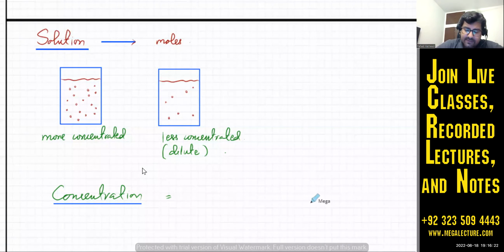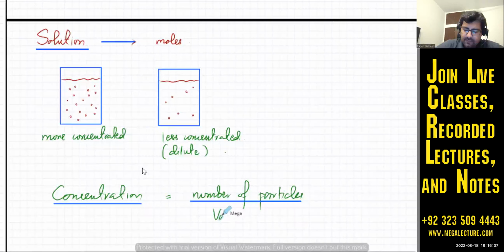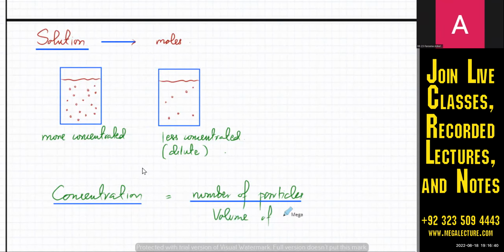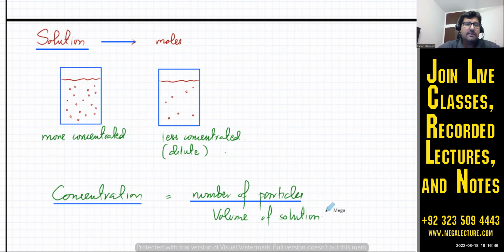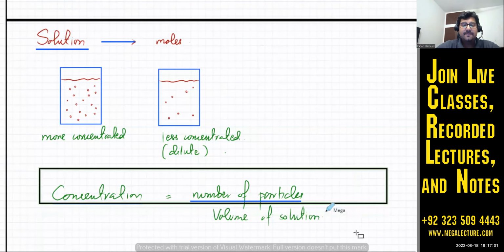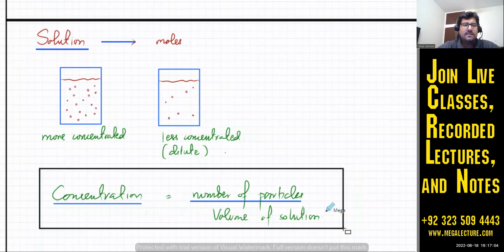So what is concentration? Concentration is the number of particles per unit volume. Okay? So technically speaking, concentration is the number of particles that you've added in a particular volume. Okay? So it's the volume of solution. So we've come up with a simple formula: if the number of particles are more in a particular volume of the solution, then it's more concentrated. If the number of particles are less in a particular volume, then it's a dilute solution. The concentration is going to come out to be less.